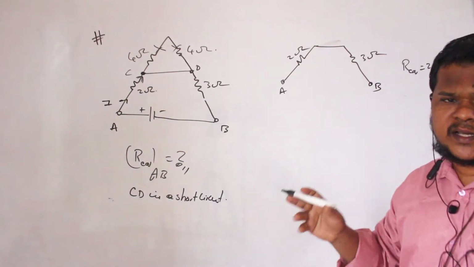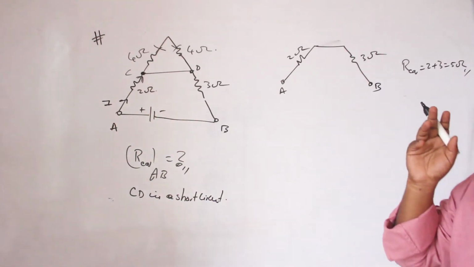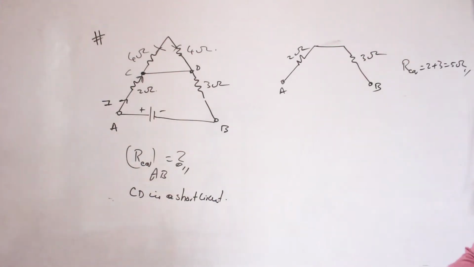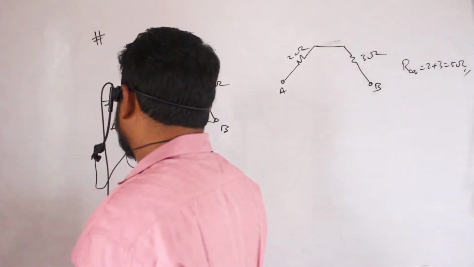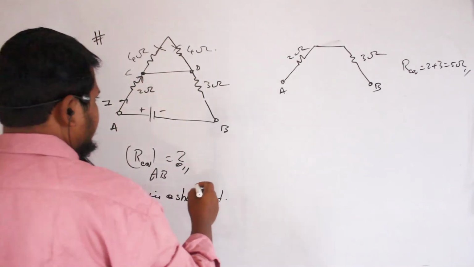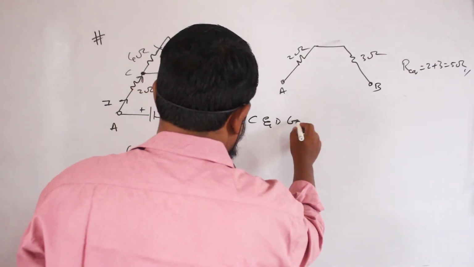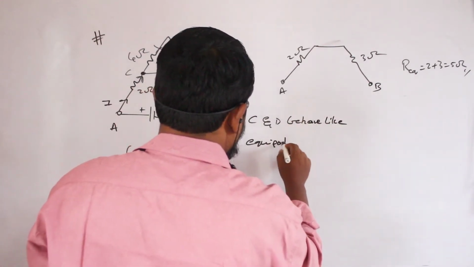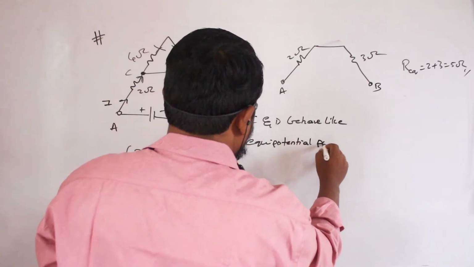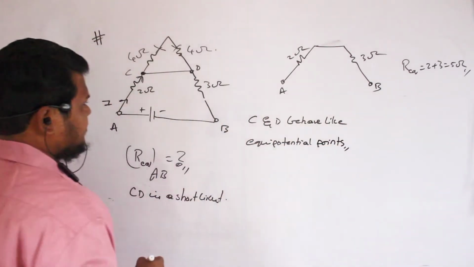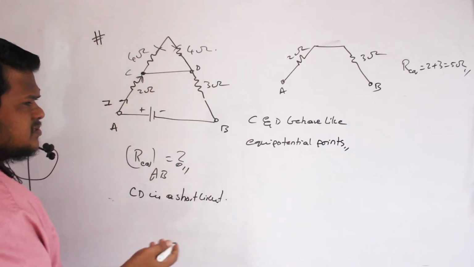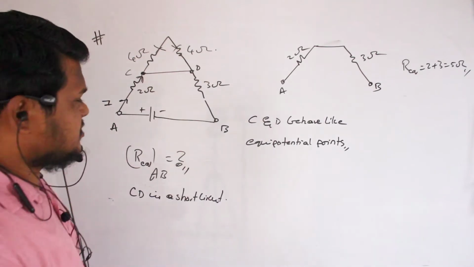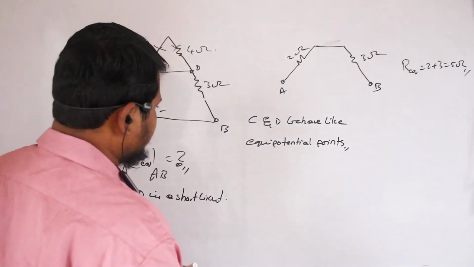So wherever the current sees a short circuited path, a path with no resistance, then current tries to enter into this branch, bypassing the other branch. Or you can also call it as point C and point D behaving like equipotential points. Why are they behaving like equipotential points? They are definitely equipotential points. The reason is that there is no resistance in between them.